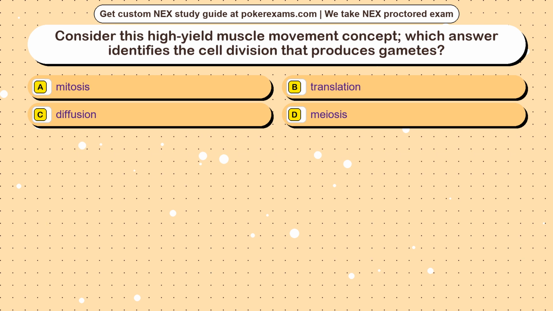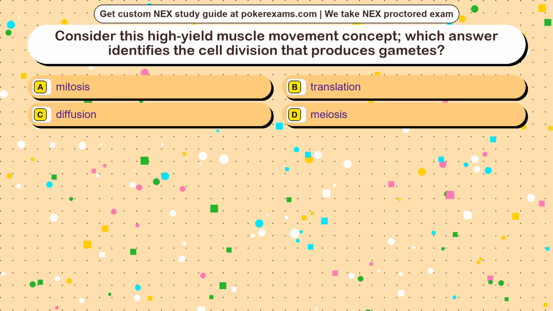Question 18. Consider this high-yield muscle movement concept. Which answer identifies the cell division that produces gametes? Option A, mitosis. Option B, translation. Option C, diffusion. Option D, meiosis.